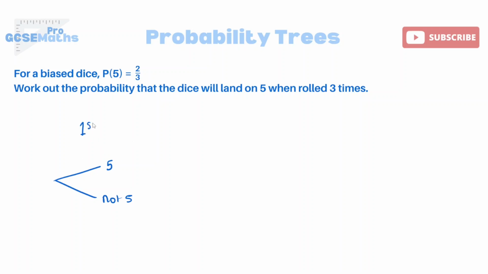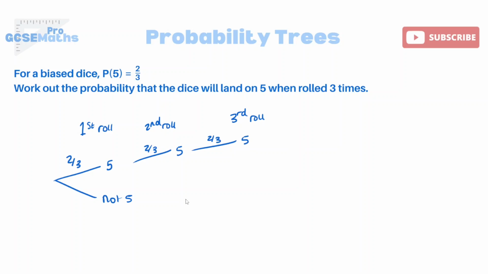So this is the first roll. That's column 1. There's a chance of getting 2/3, isn't there? Every time I roll it, there's a chance of 2/3. Then the second roll, getting 5 again, because they've said I want to get 5 every time. 2/3. And then you can always have 3 columns, or as many as you need really. Third roll is getting another 5, is another 2/3.